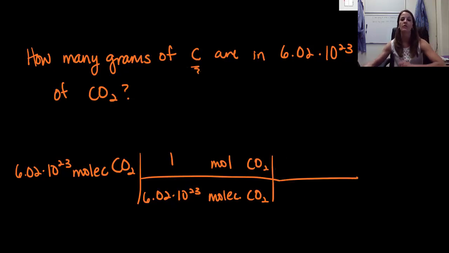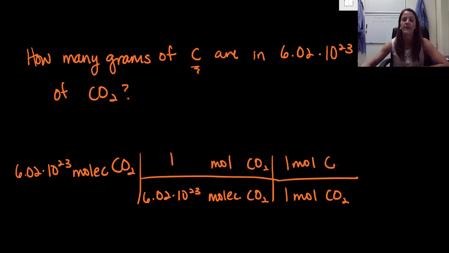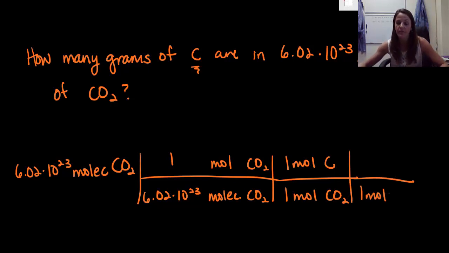So what I'm going to do now is convert from moles of carbon dioxide to moles of carbon. So for every 1 mole of CO2, I have 1 mole of carbon. So what I'm saying is there's 1 carbon in every 1 mole of CO2, okay? So now, for every 1 mole of carbon, we have 12.01 grams of carbon. So we went from molecules of carbon dioxide to grams of carbon.